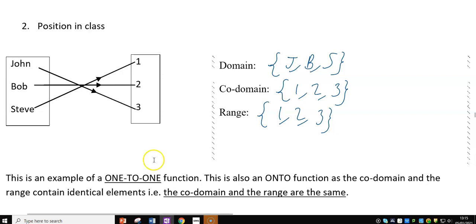So we'll see what this means. First of all, this is a one-to-one function because John goes to one thing, Bob goes to one thing, Steve goes to one thing. But it's also an onto function. That's just because everything in the codomain has been covered. The whole codomain has been covered, and the range and the codomain are the same.